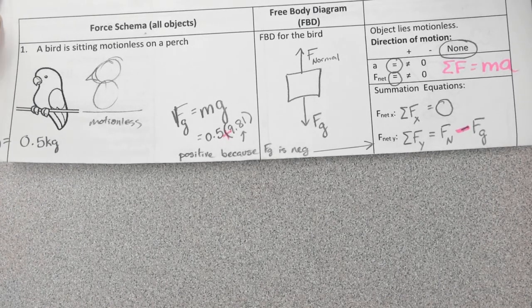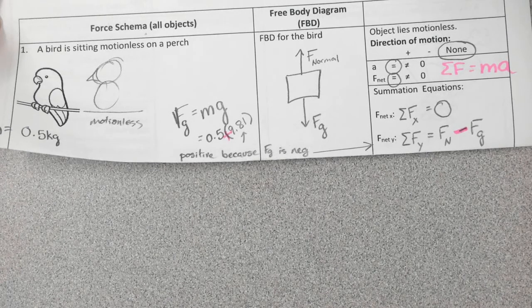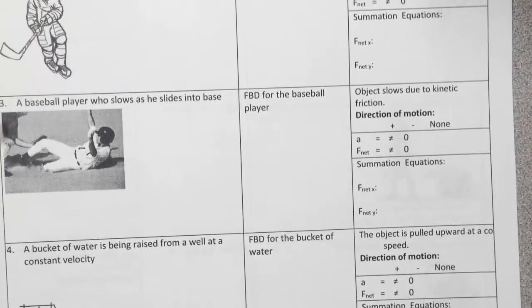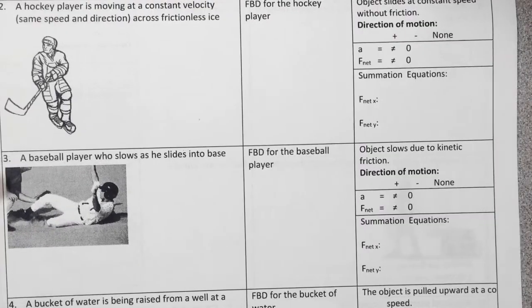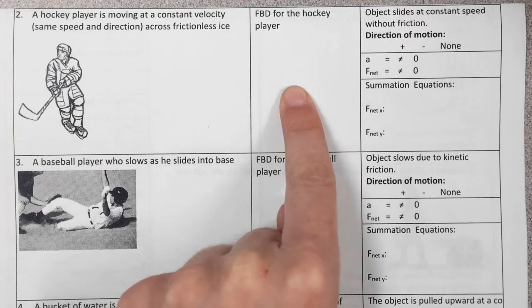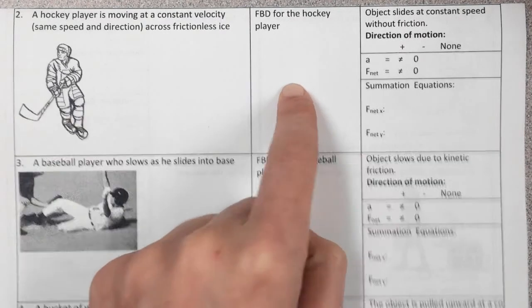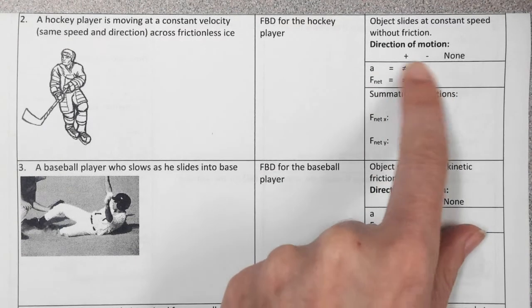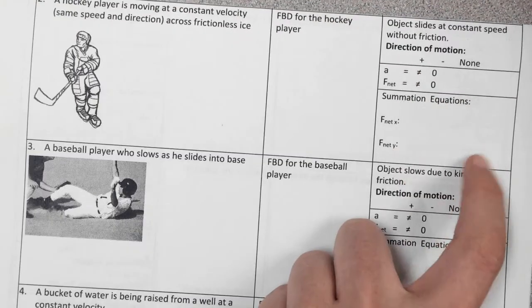Any questions with this one? Online students? Any questions? Silence means y'all understand. Alright, so the next one is a hockey player. So try to draw the free body diagram real quick. Do the equal 0, not equal to 0, do the summation equation.